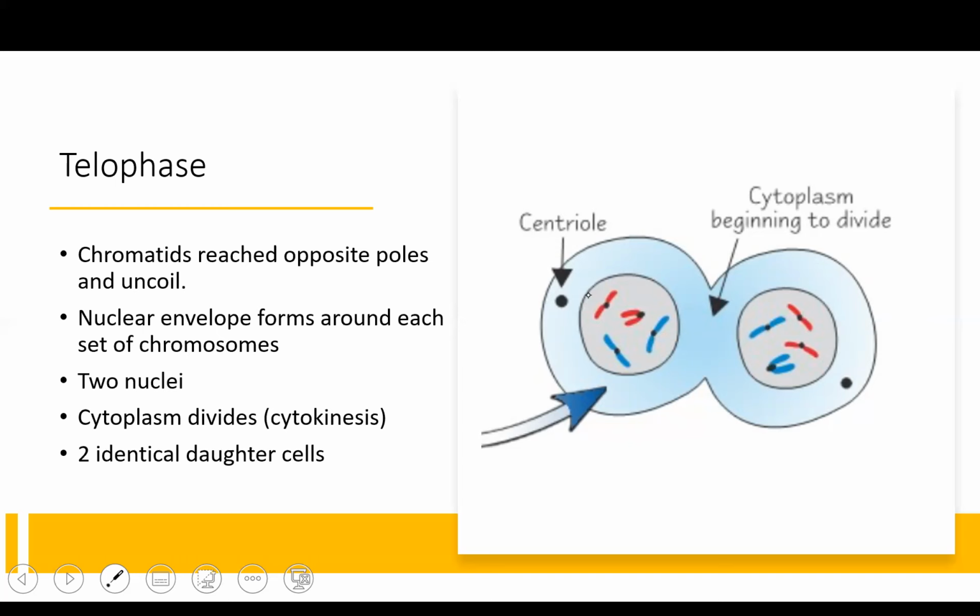The cytoplasm divides, and that's called cytokinesis. And there are now 2 daughter cells that are genetically identical to the original cell and to each other. Mitosis is finished, and each daughter cell starts their interphase part of the cell cycle to get ready for the next round of mitosis. So telophase, chromatids get to the opposite poles and uncoil. Nuclear envelope forms around each set of chromosomes. We then get 2 nuclei, our cytoplasm divides, and we get 2 identical daughter cells.